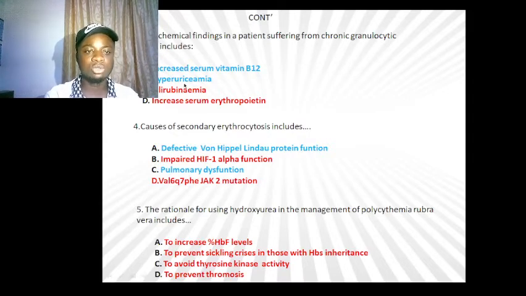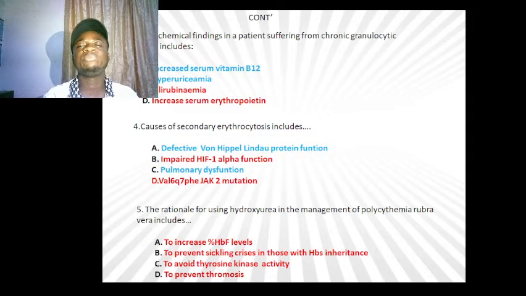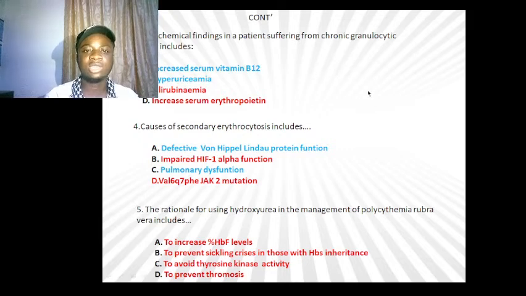First and second are true. Third, bilirubinemia. Bilirubin is seen in the serum of patients who are undergoing hemolysis, but chronic granulocytic leukemia is not a hemolytic condition, so you don't expect bilirubin here. Increased cellular erythropoietin? No, erythropoietin will be low because it is mostly a malignant condition.